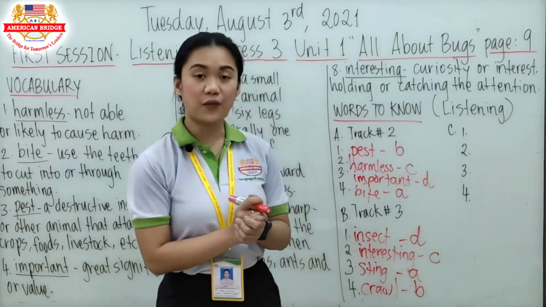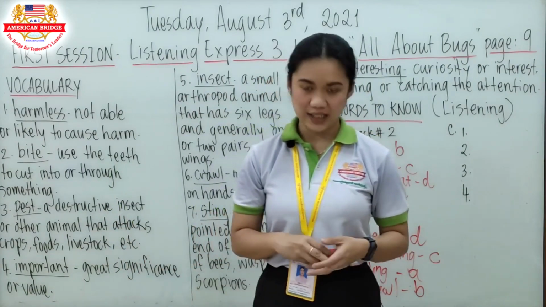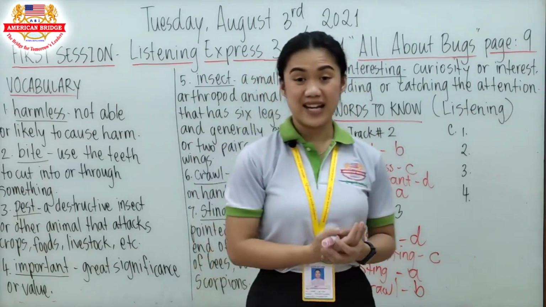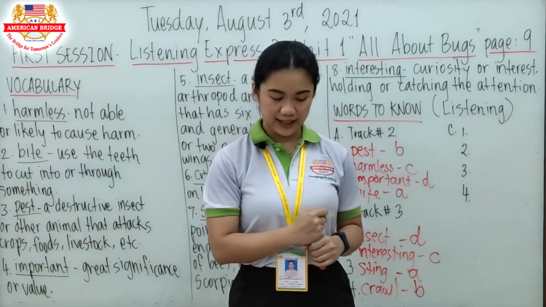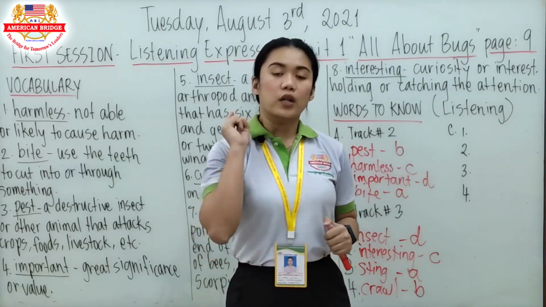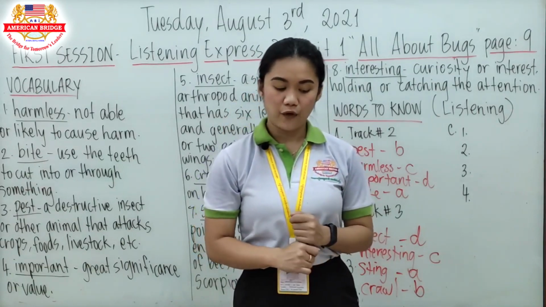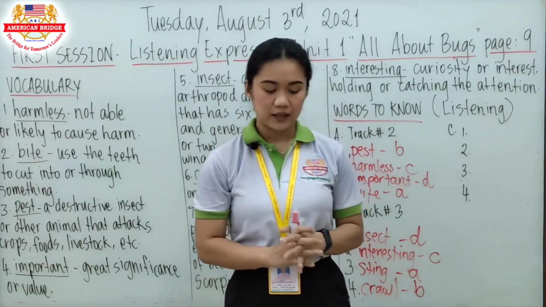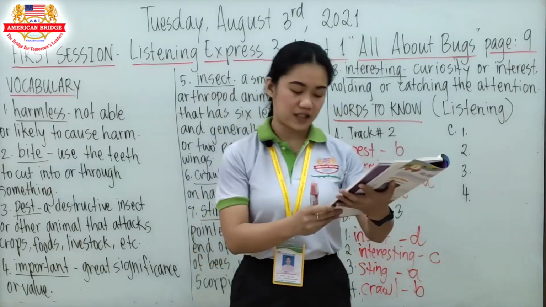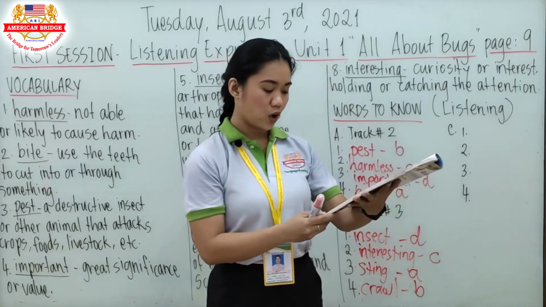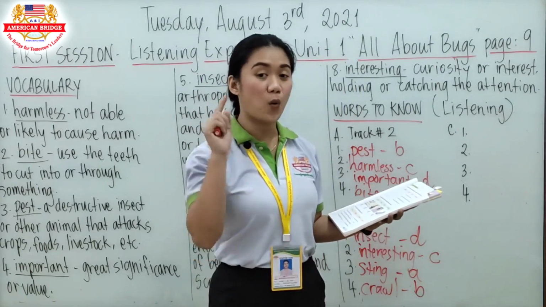Now, let's fill in the blank with the correct words for our words to know C. Now we have sting, harmless, important, and pests. Now, listen to teacher, everyone, and write down the correct answer for these sentences. Number one, the principal has something blank to say. We should listen. So you are curious to know what is this.